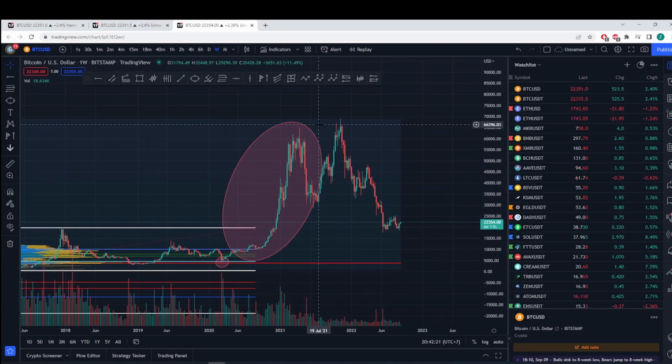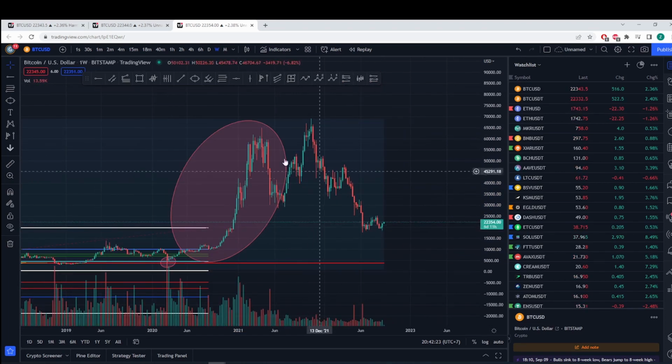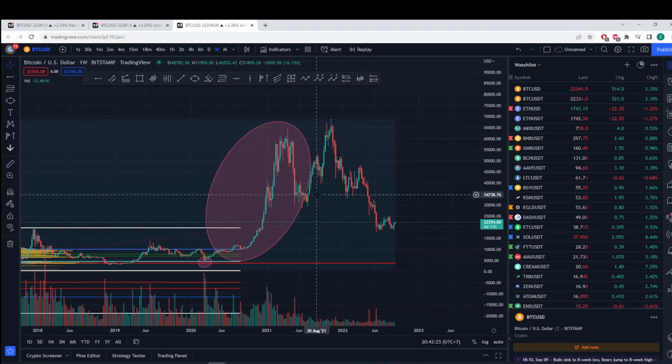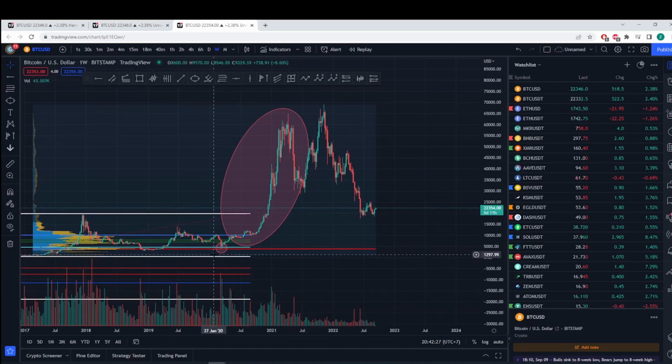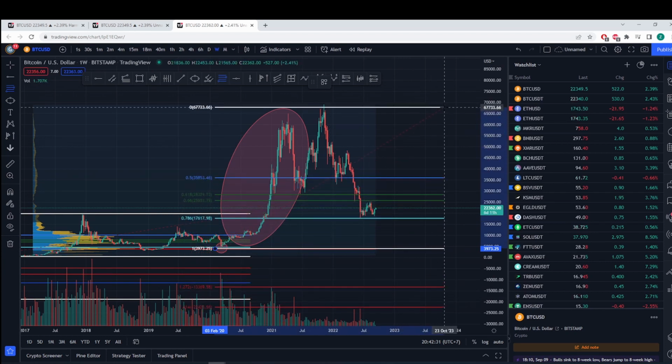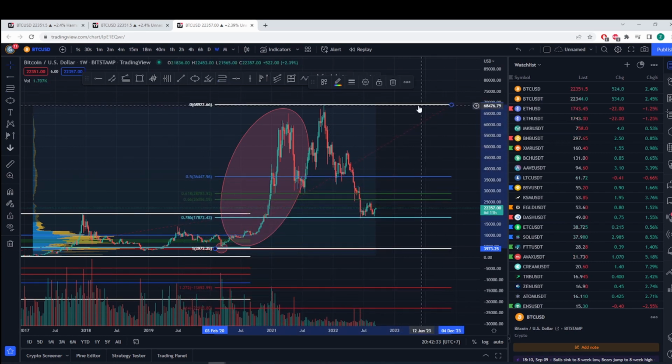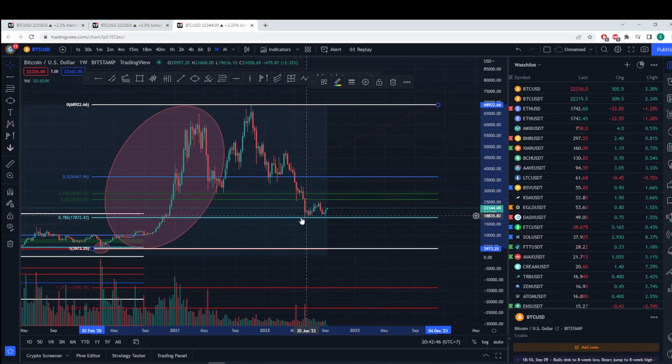All right, so you get a double top right here. So let's get more into the more recent price action. And for us to do that, let's take the pandemic low and take it to the high at around 69K. And now what you can see immediately is that price actually stopped at the 786, which is at $17,944. Okay, so that's where we are currently.